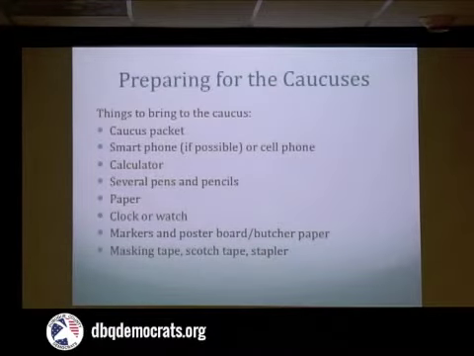Things you should bring to the caucus are your caucus packet, a smartphone if possible, or a cell phone, a calculator, several pens and pencils, paper, a clock and a watch, markers and poster board or butcher paper, and masking tape or scotch tape or a stapler.